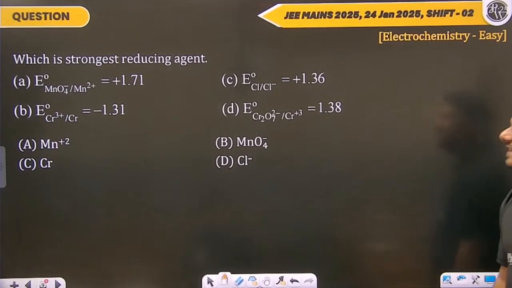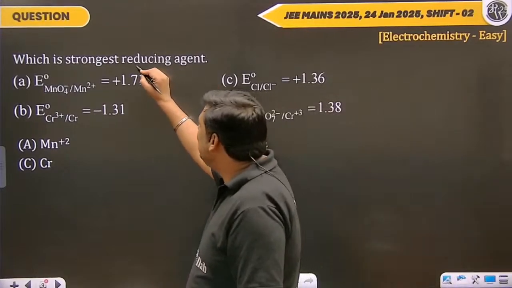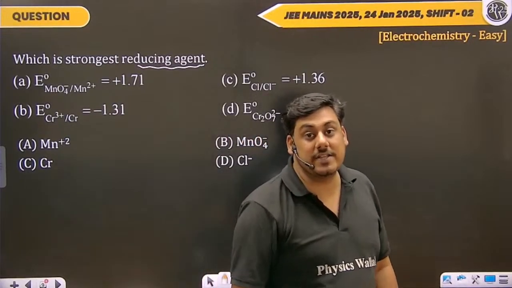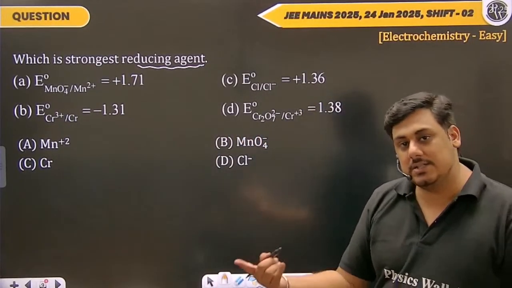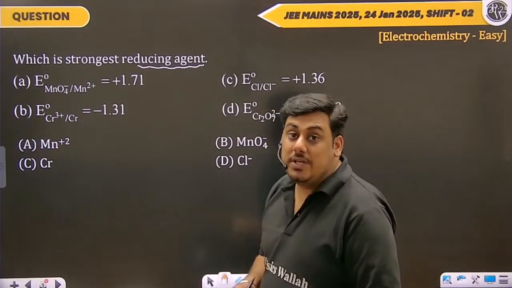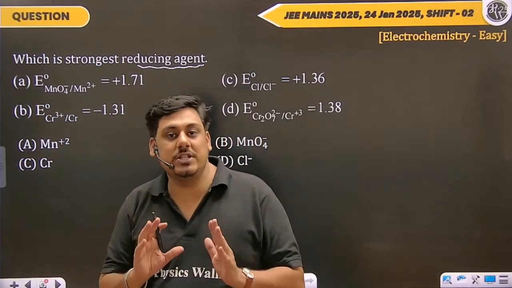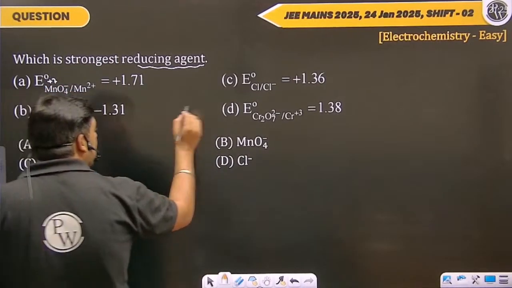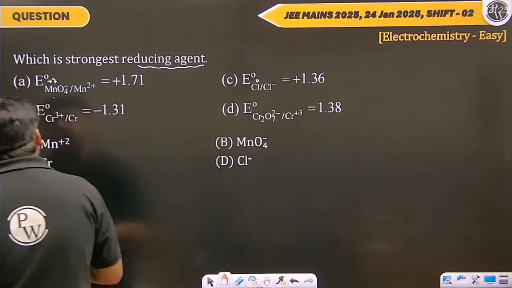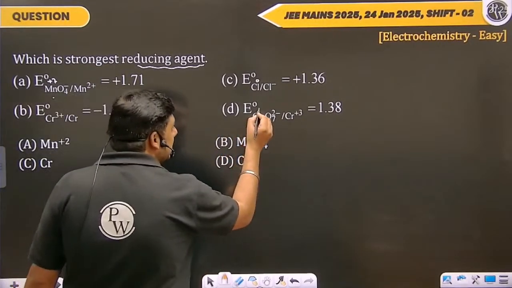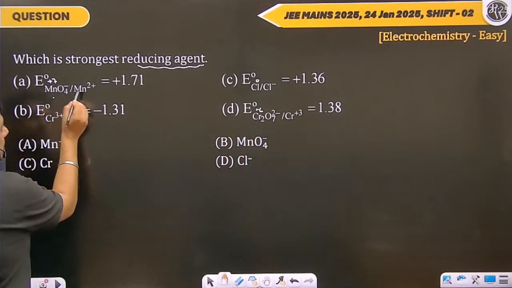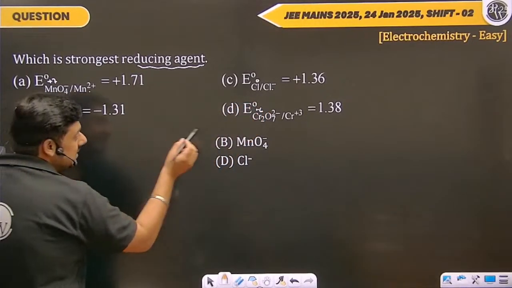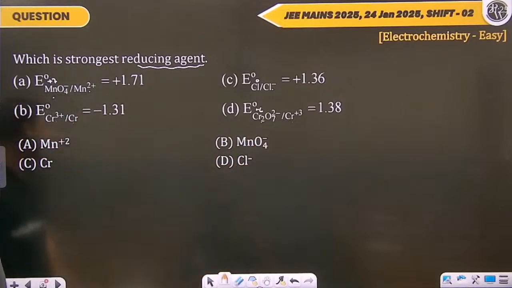Okay, so the question says, which is the strongest reducing agent? I hope everybody knows a reducing agent is a substance which itself gets oxidized and reduces another substance. So what we need to look at is which among the following has the highest oxidation potential. Here we are given the reduction potential. If you look at the base of the E naught, every element is undergoing reduction, right? Like Mn is going from +7 to +2, it is a reduction. This is 0 to -1 reduction. +3 to 0, Cr is a reduction, and this one also is given as a reduction potential.